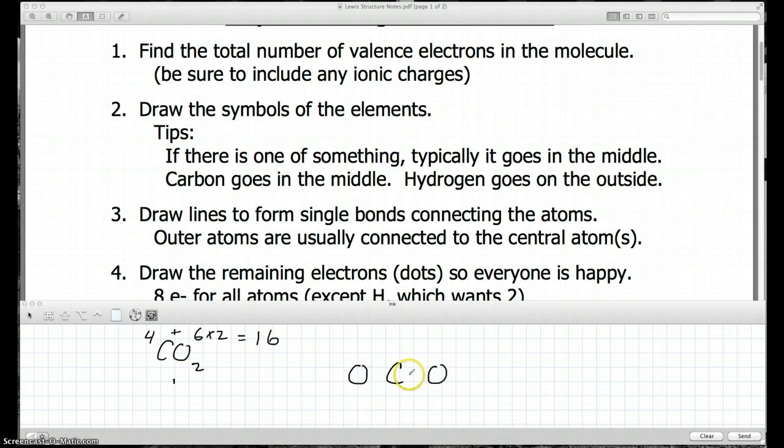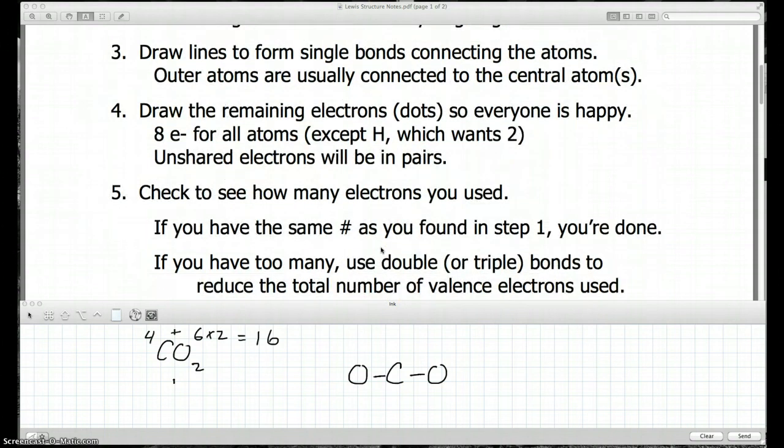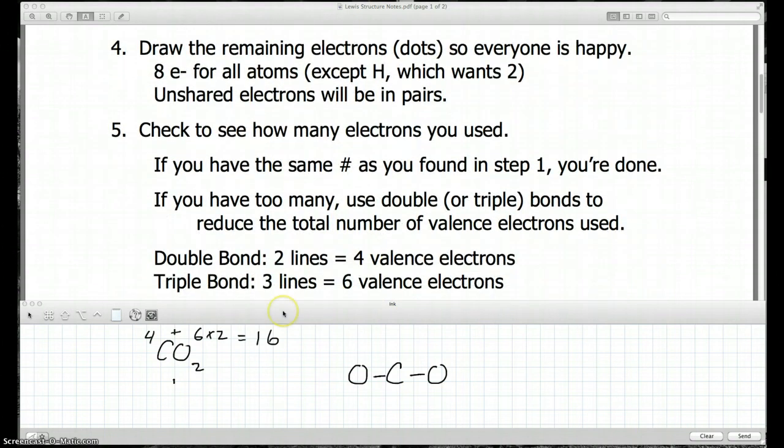The next step, step 3, is draw single lines connecting them. Step 4 says draw the remaining electron dots so everybody is happy. Well, if you look at the carbon here, carbon is not happy. Carbon has 2 over here and another 2 over here, so it has 4. Now it wants 8, just like all atoms. Their goal, the reason they form these molecules, the reason they bond with other atoms, is to get 8.